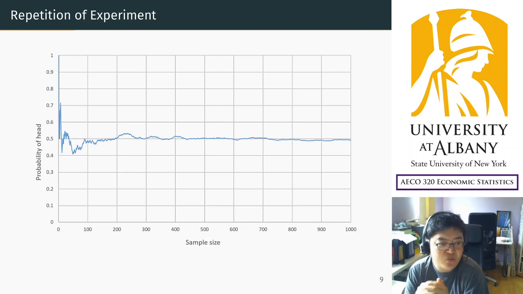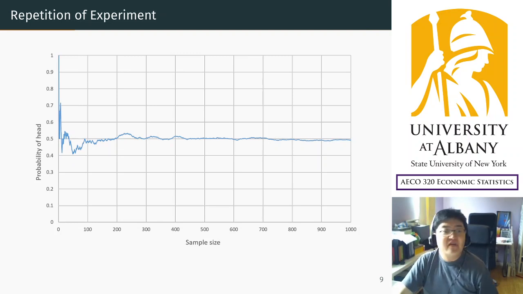Instead, we know that the probability of heads is 50% from the physics assumption that the probability of heads equals the probability of tails. So each has to be 50%. It's more about a physics or mathematics result, not a statistics result. So then here comes another important concept.